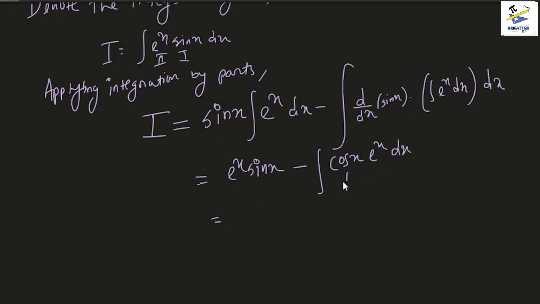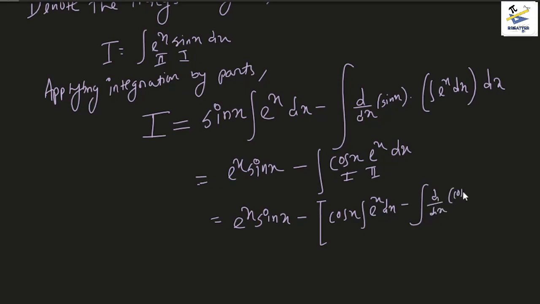So again we apply the same integration by parts technique with cos x as the first function and e to the power x as the second function. Notice how we have to do integration by parts twice here, and you will see why. It becomes cos x into the integration of e to the power x dx minus the integration of d/dx of cos x, and as you know, the integration of e to the power x dx is just e to the power x.